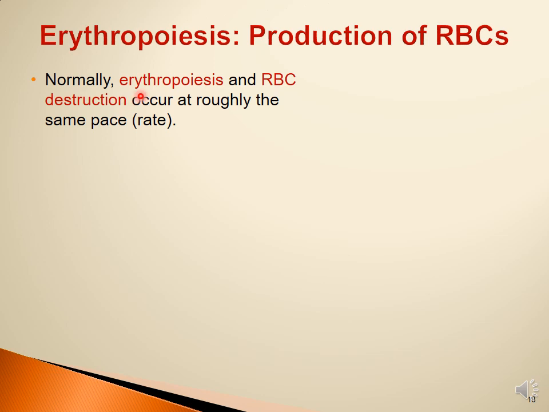Normally, erythropoiesis and red blood cell destruction occur at roughly the same pace or rate. As I said earlier, to have a fixed or stable number of red blood cells, the rate of red blood cell production should be equal to the rate of red blood cell destruction that happens in the spleen, liver, and also to a lesser extent in the red bone marrow.